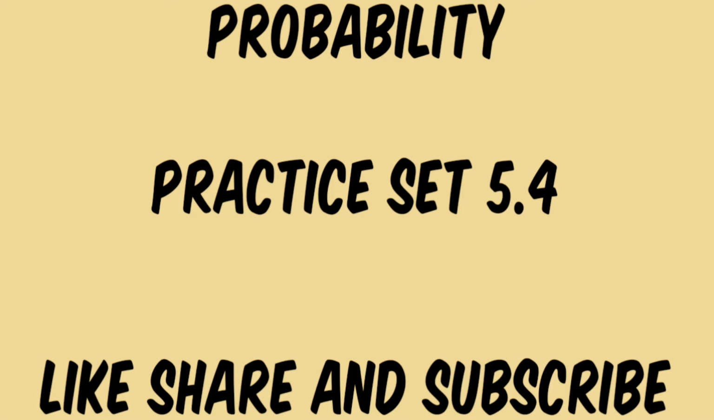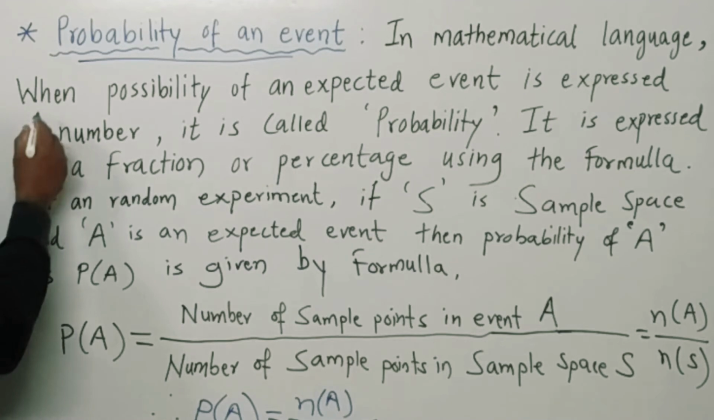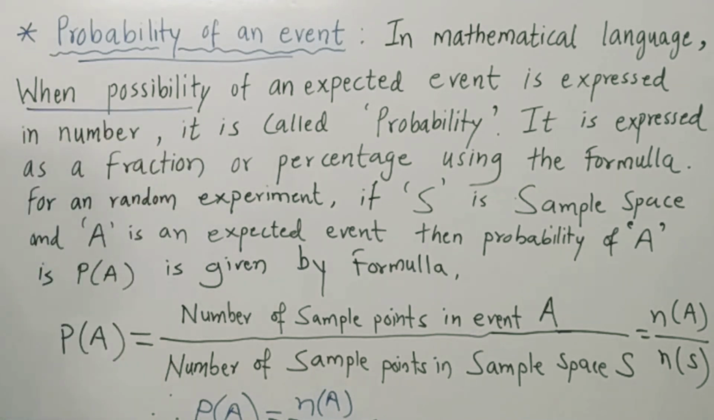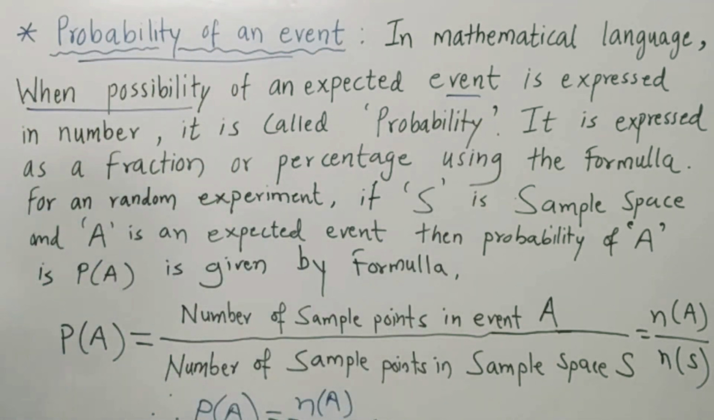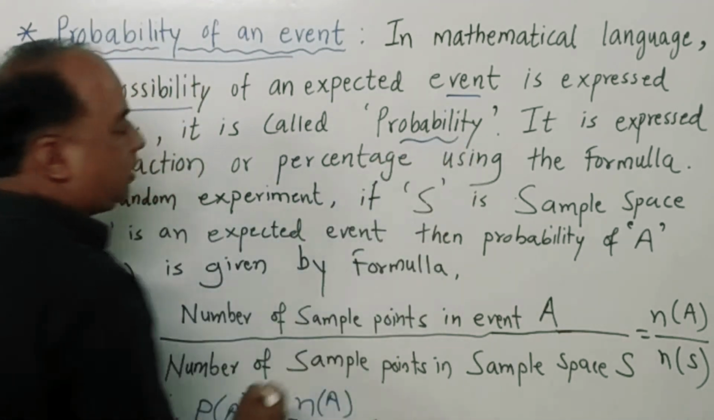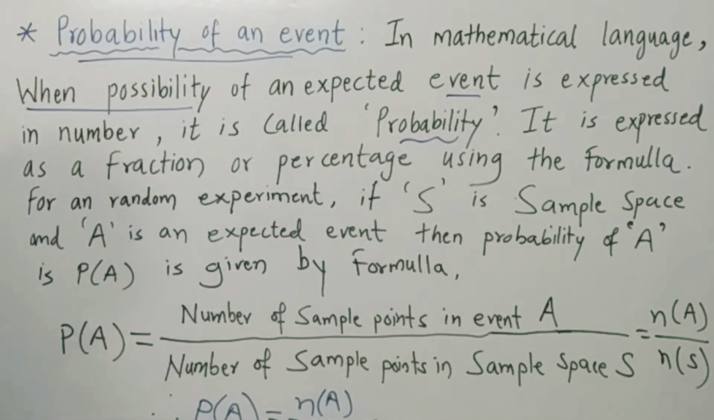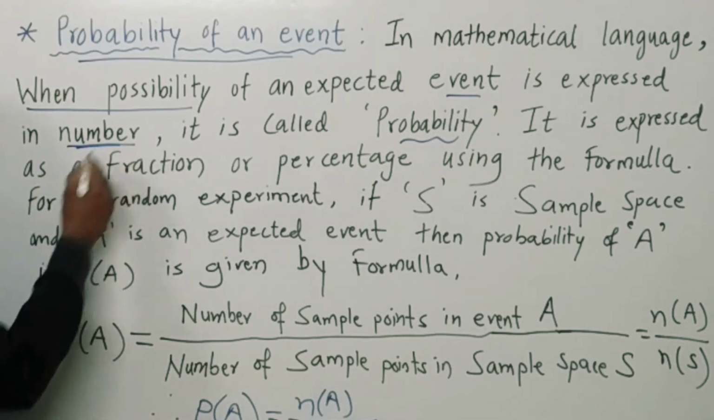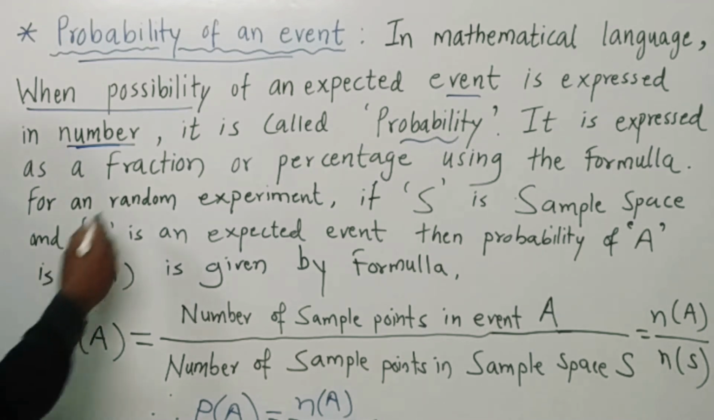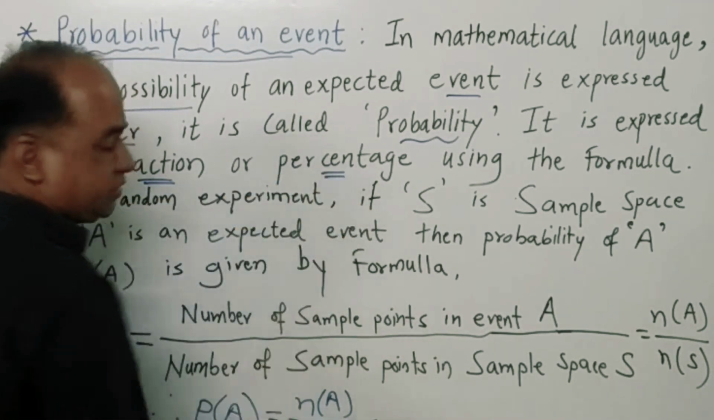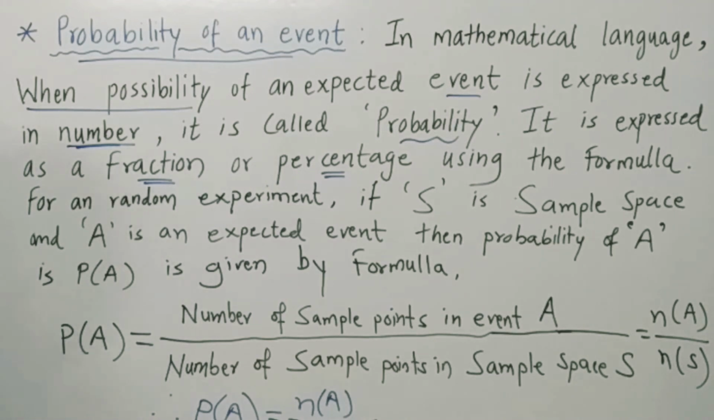Probability of an event. In mathematical language, when the possibility of an expected event is expressed in a number, it is called probability. Probability is expressed as a fraction or percentage using the formula.